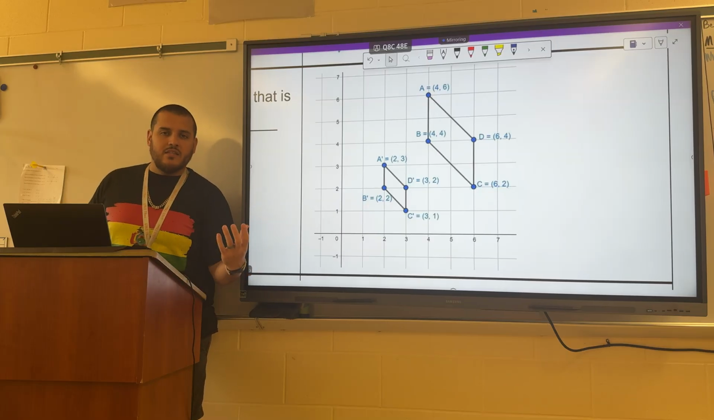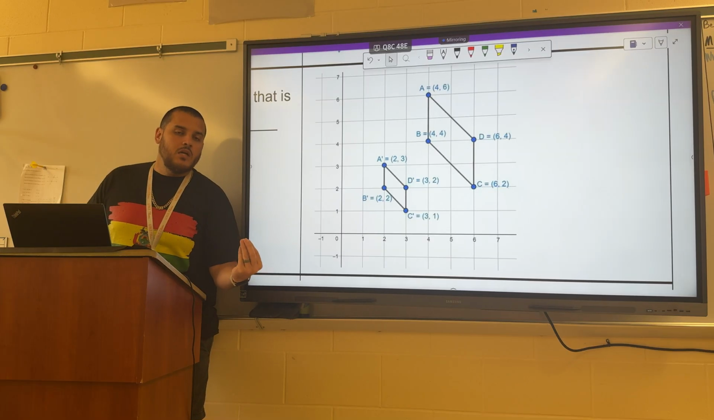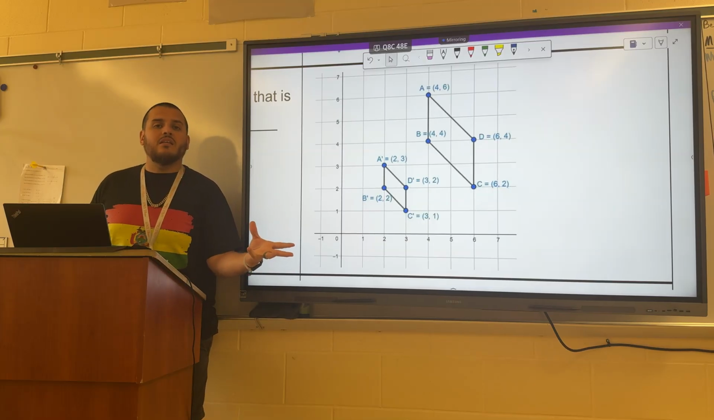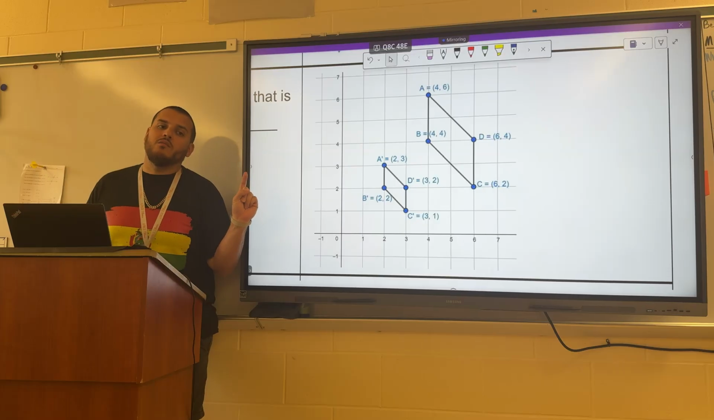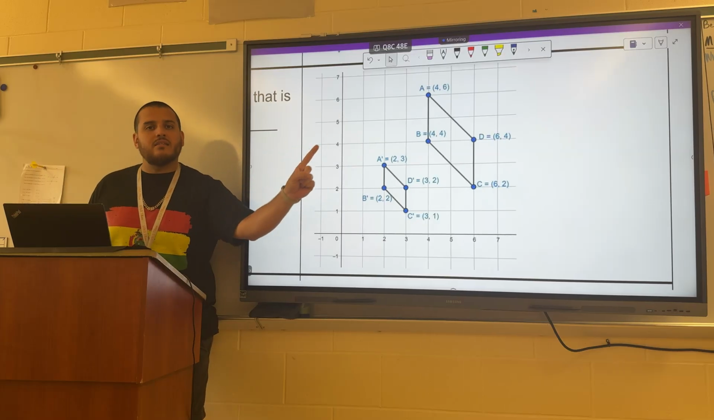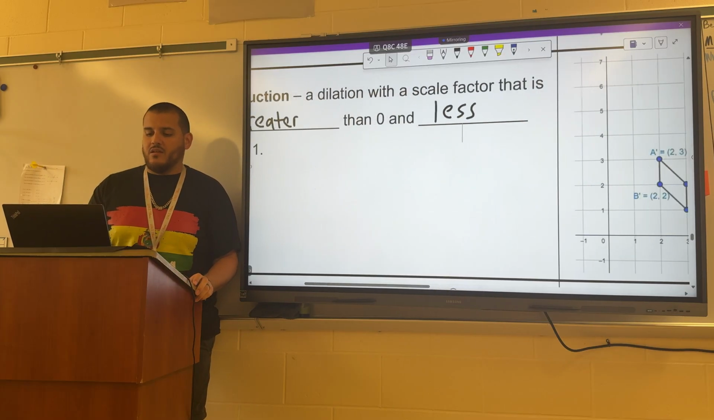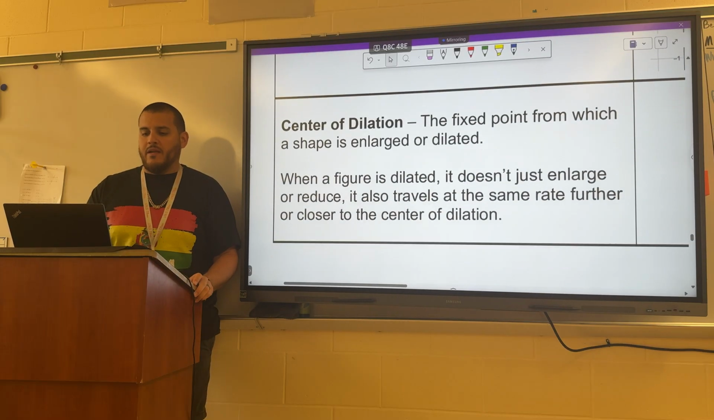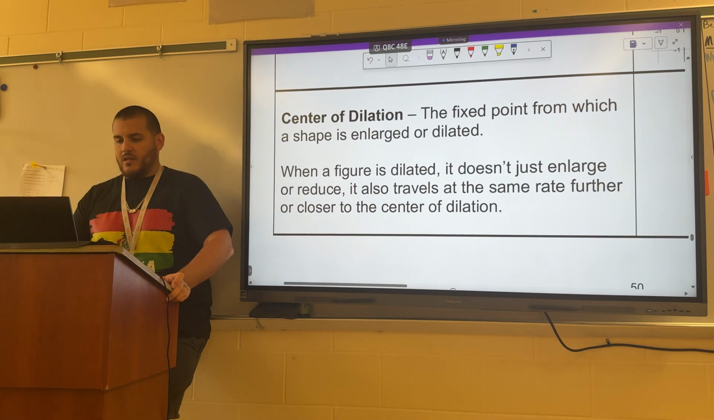A good way to think of this is if I have a scale factor of 2, not only are my side lengths going to double in size, but my points are actually going to move twice the distance away from a center of dilation, right? And that's essentially what is explained here.